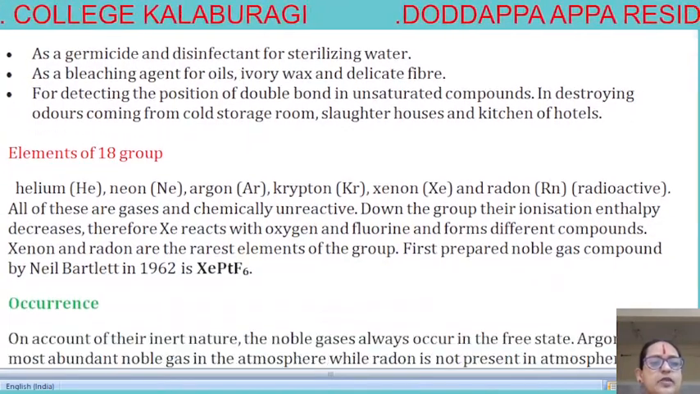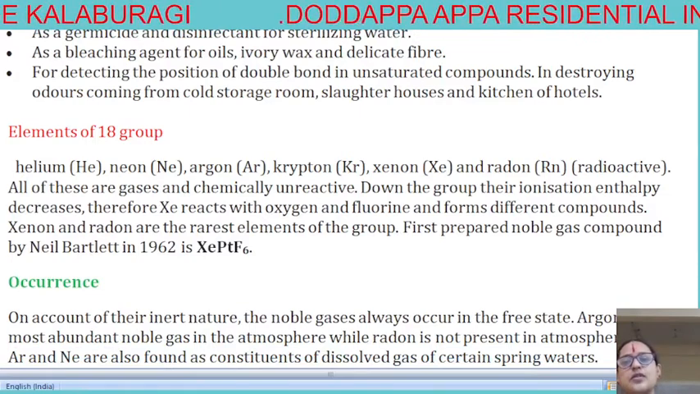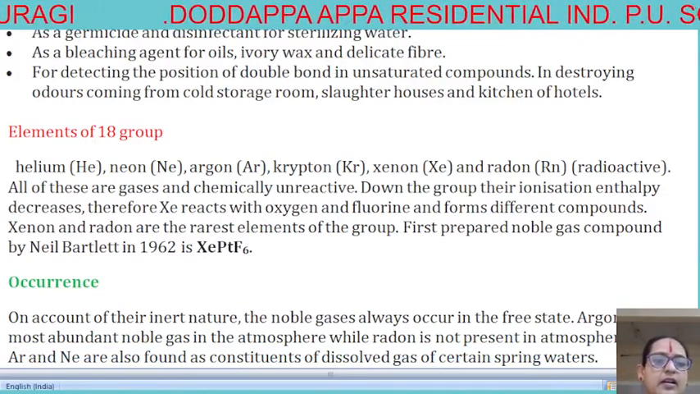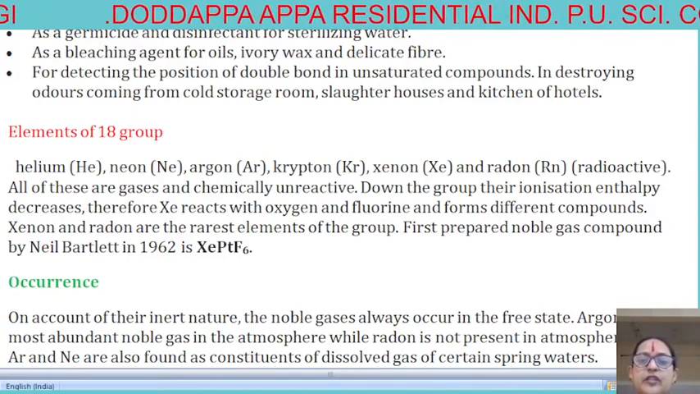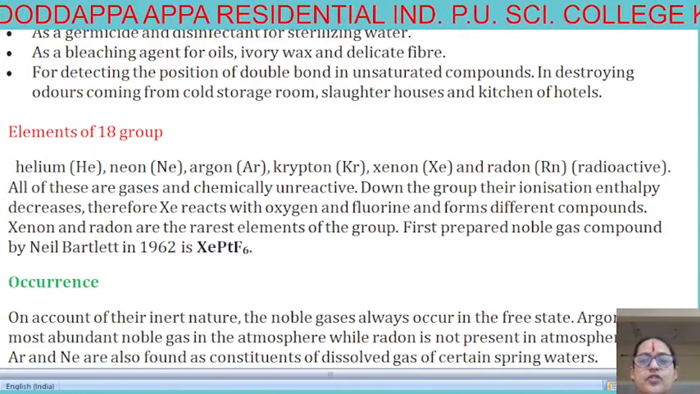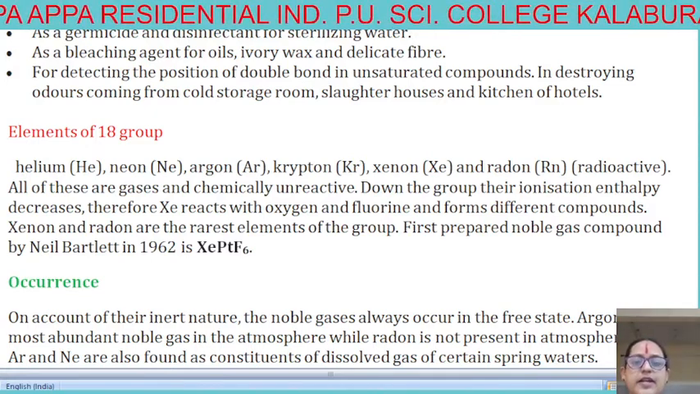Elements of group 18, let us study now. These are helium, neon, argon, krypton, xenon, radon. In this, radon is a radioactive element. All these are gases and chemically unreactive. Down the group, their ionization enthalpy decreases. Therefore, xenon reacts with oxygen and fluorine and forms different compounds. Xenon and radon are the rarest elements of the group.